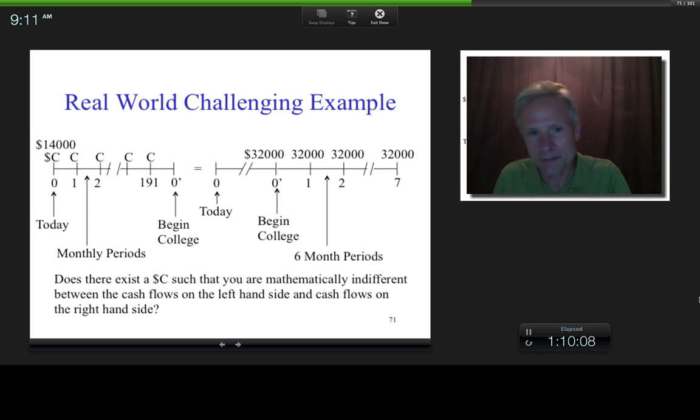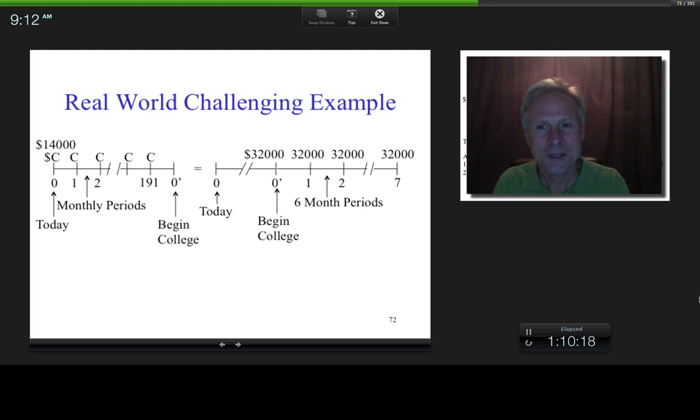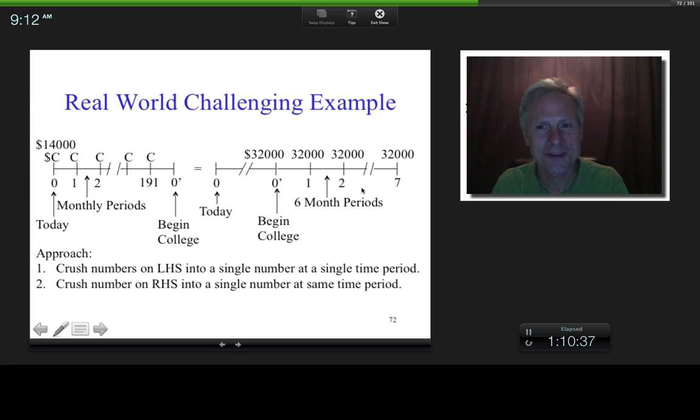And by the way, have we done any finance yet? No, we haven't done any finance yet. All we've done is pictured the problem. And so what is the approach going to be? Well, basically, I'm going to crush all of these on the left-hand side and put them into one single number at one single time period. And I'm going to crush all of these into one single number at the same time period. And as long as they're in the same time period, can I set them equal to each other?